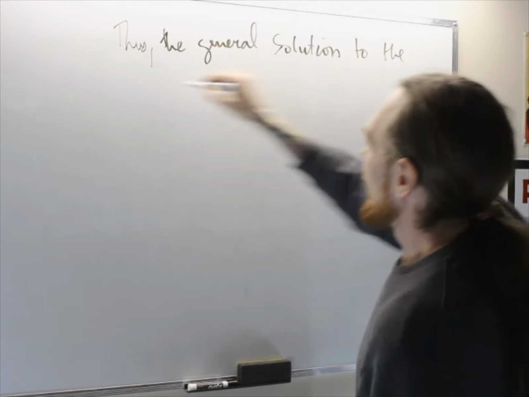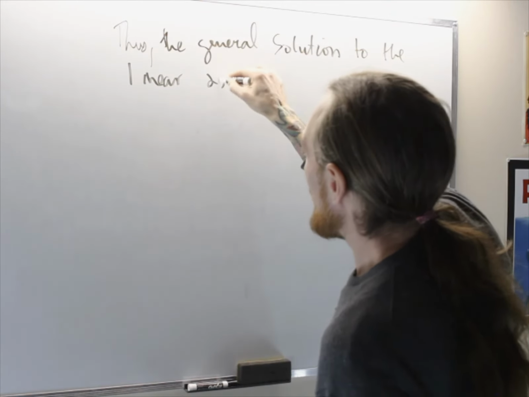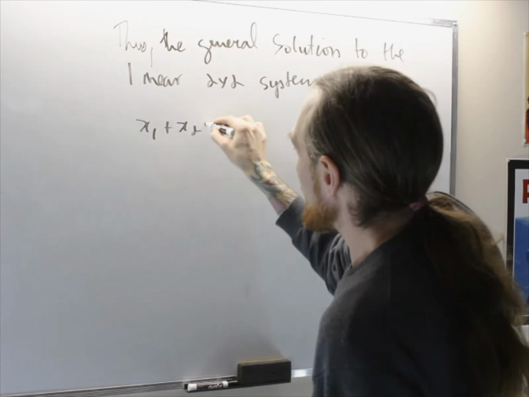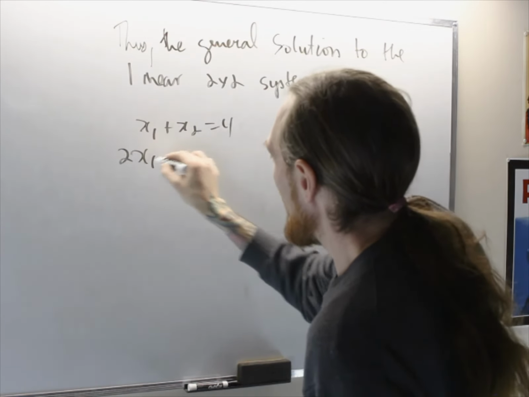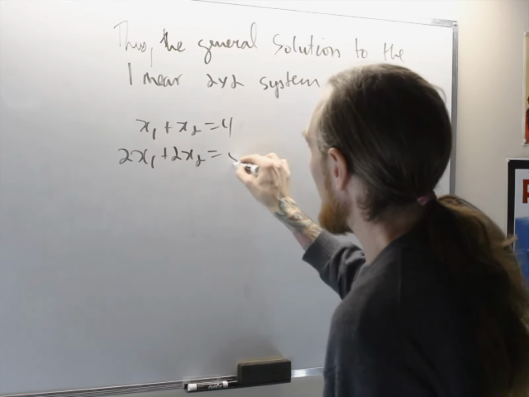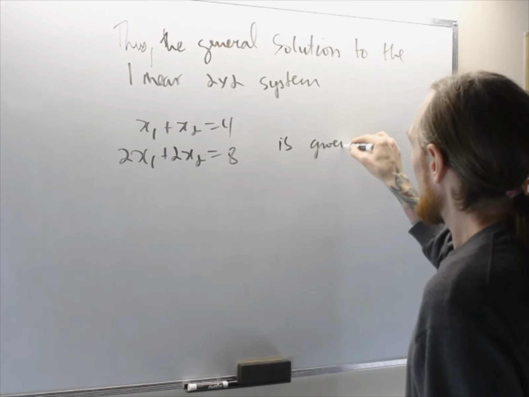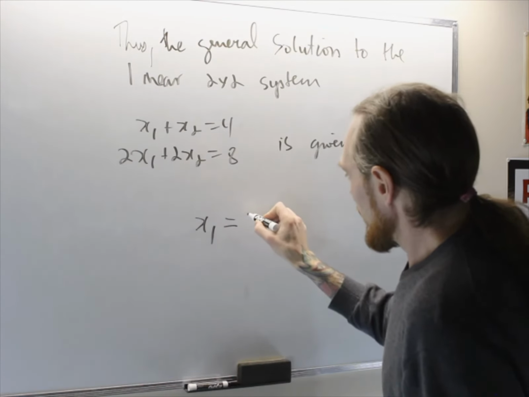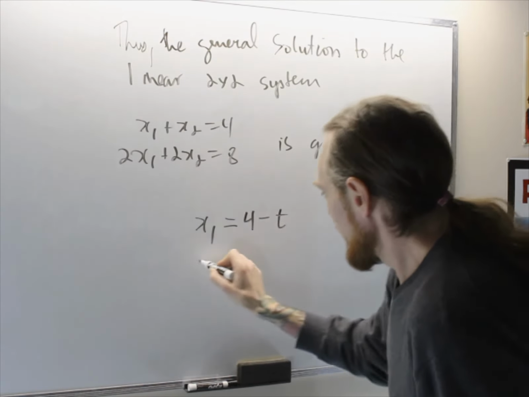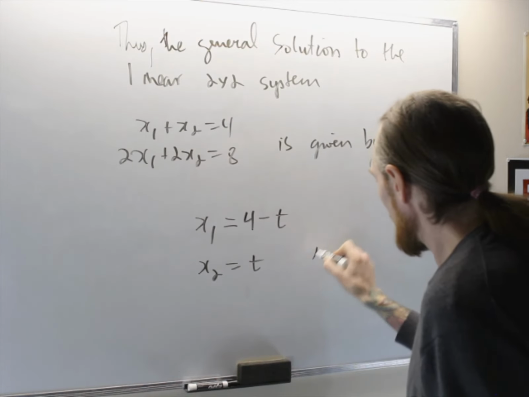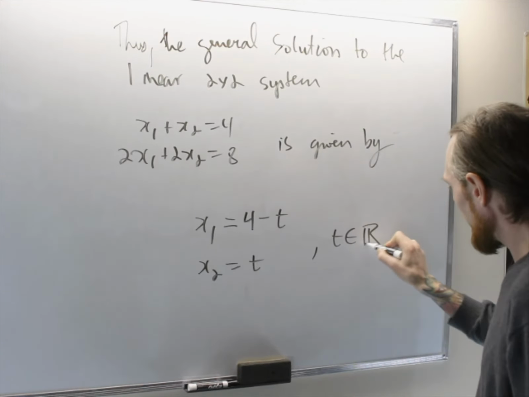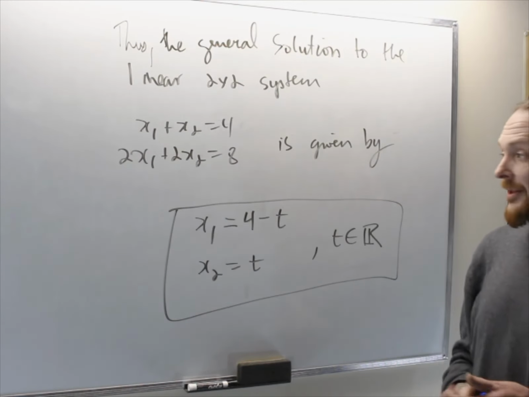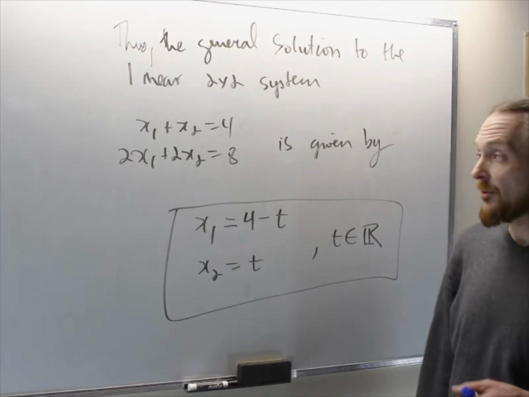The general solution to the linear 2x2 system x1 plus x2 equals 4 and 2x1 plus 2x2 equals 8 is given by x1 equals 4 minus t, x2 equals t, where t is free and can range over the entire real numbers. There are the infinitely many solutions to that 2x2 linear system.